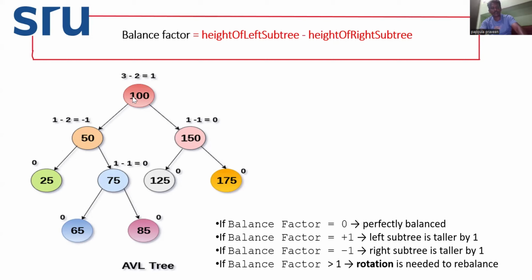And now coming to this one, this is 0, this is 2 and this is 3. 3 minus 2, because we have a height. You continue 0, 1, 2, 3. You observe here, 65 is 0, 75 is 1, 50 is 2, and 100 is 3. So 3 minus 2, the value is equivalent to 1. So this is a perfectly balanced binary search tree.